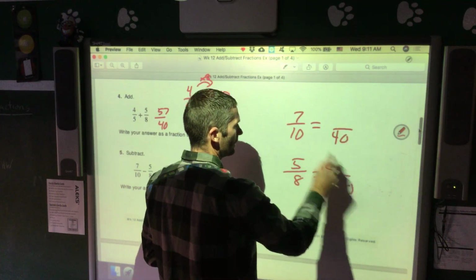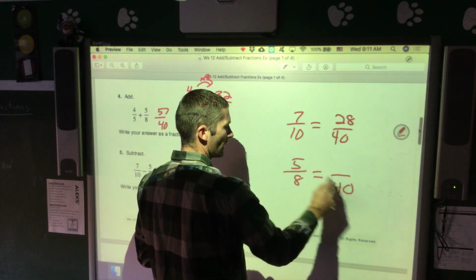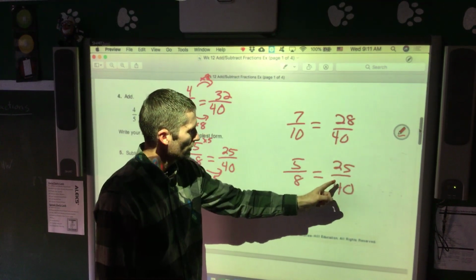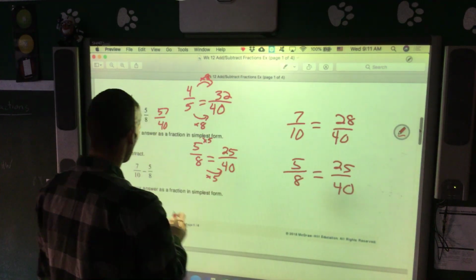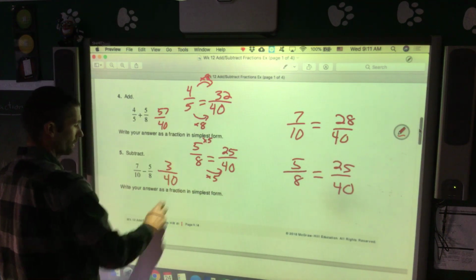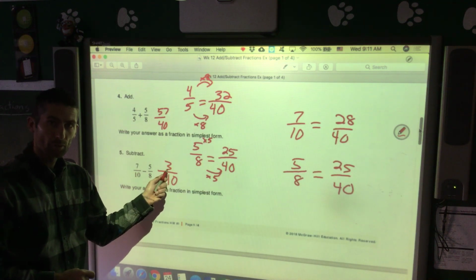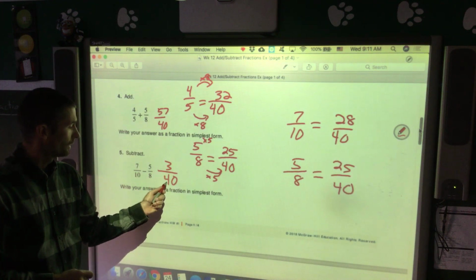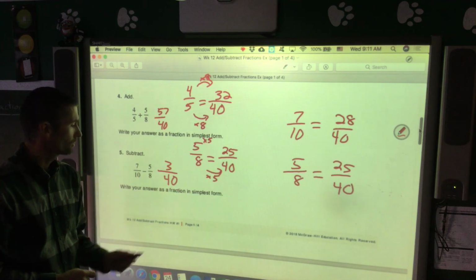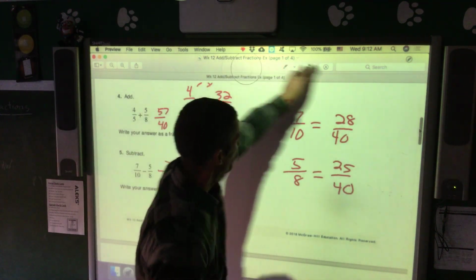We'll find out. 10 times 4, 7 times 4. 8 times 5, 5 times 5. So 28/40 minus 25/40. 28 minus 25 is 3. 40 is my denominator, 3/40. Now to try to simplify, the factors of 3 are only 1 and 3. 3 does not go into 40, because 4 plus 0 is 4. That's not divisible by 3, so that's our answer. Alright, so that's the first half of your homework.